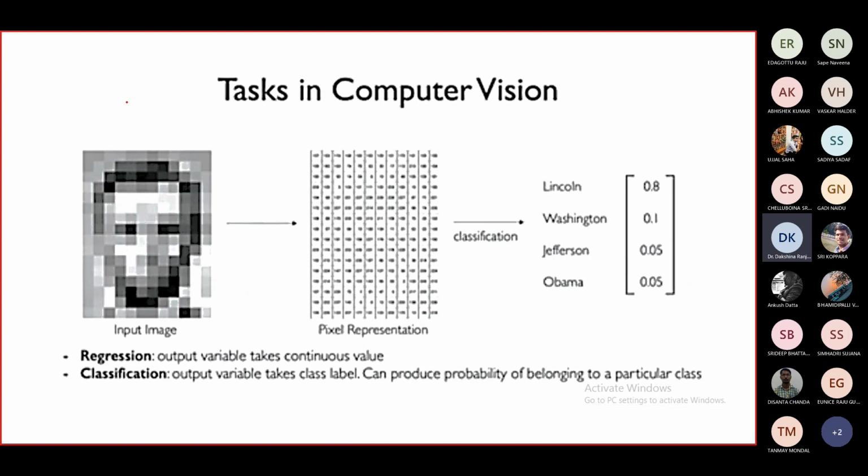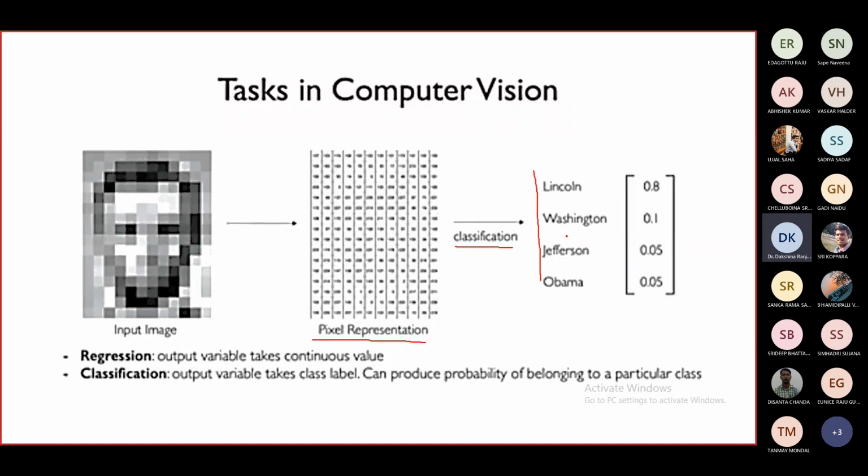Now, if we consider the tasks of computer vision for classification or prediction, we provide this image to our algorithm, whether it is a regression algorithm or a classification algorithm. Then this image is converted into a two-dimensional matrix, which we call the pixel representation. If we apply a classification technique for classifying this image, then in the output we will have the different probabilities for different classes.